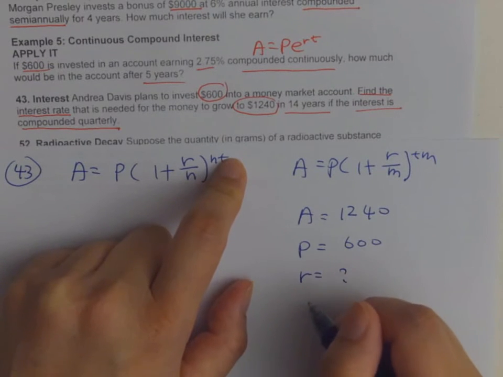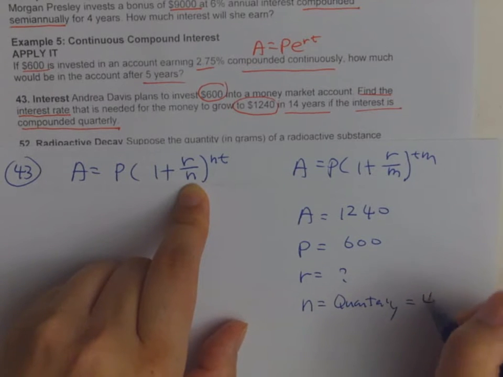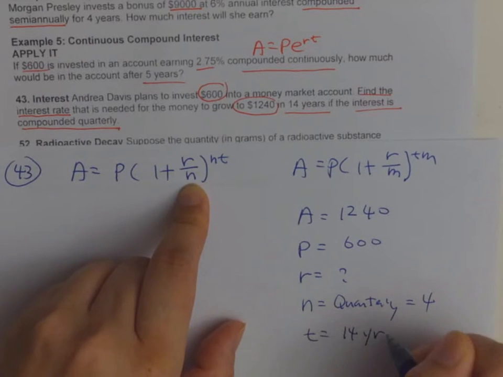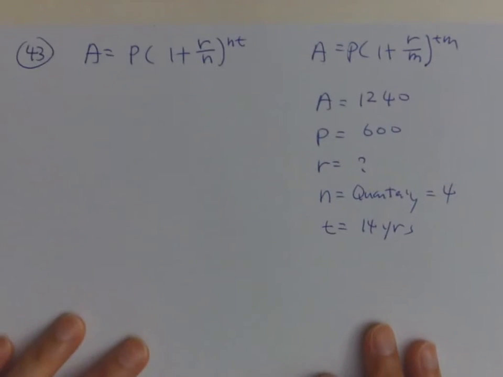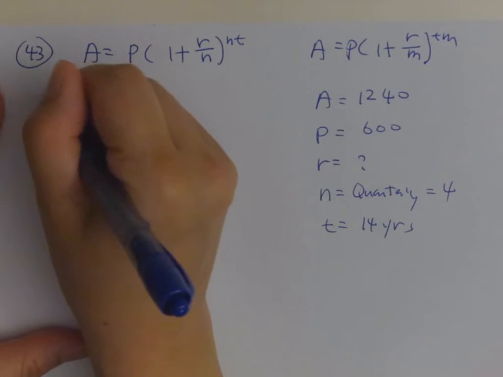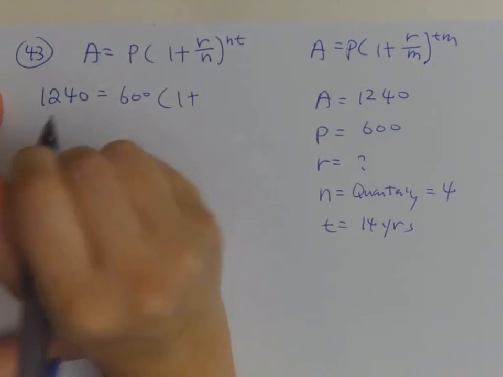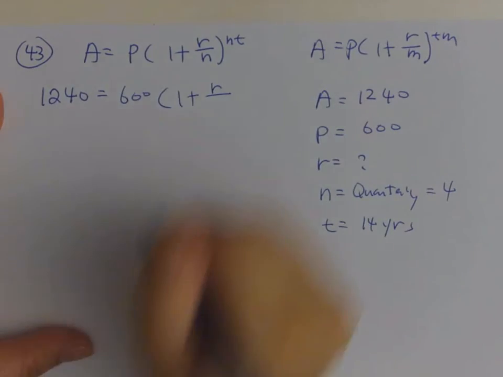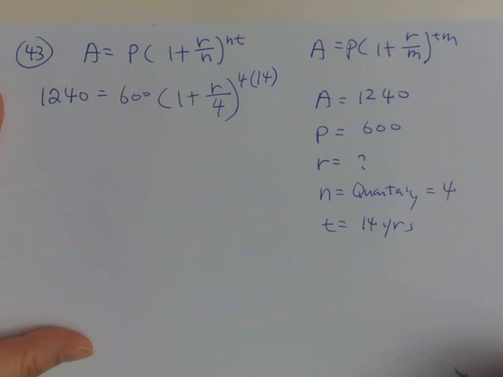And n is how many times compounding a year, which is quarterly, so how many times? 4 times a year. And then how many years? t is 14 years. So after we know all that, we can try to plug it in and solve it, right? So let's try. We have 1240. P is 600. 1 plus r, which we don't know. n is 4 times a year, 4 times a year for 14 years, okay?